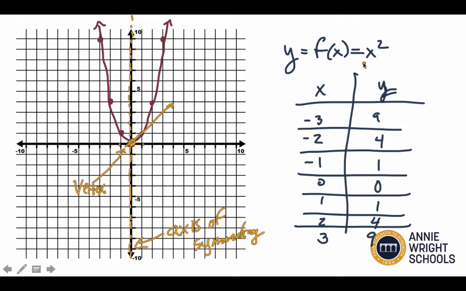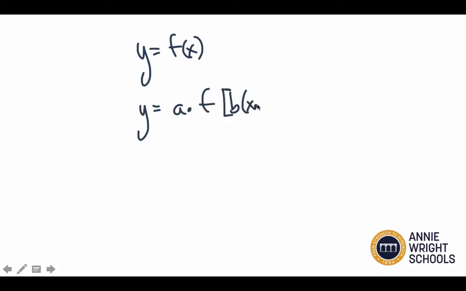We're going to talk about this function y equals f of x equals x squared, and then we're going to talk about how you can take this function and transform it and move it around pretty easily. So let's take a look at this idea here. For any function y equals f of x, remember we talked about earlier in the year, y equals a times f of b times x minus h, plus k.